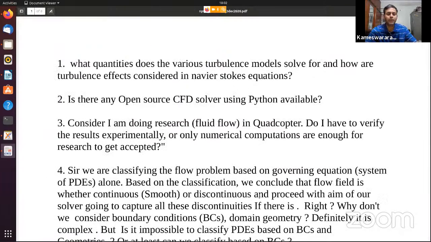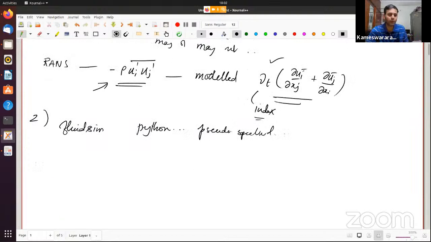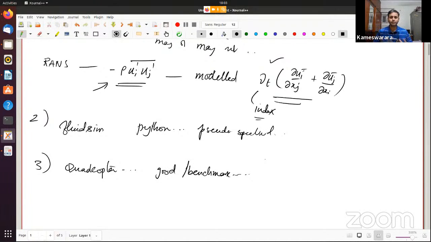The third question is, consider I am doing research in quadcopters. Do I have to verify the results experimentally or numerically for the research to get accepted? Well, if you do research in quadcopters or something like that, essentially, if you have good benchmark numerical simulations, then you can use those results to verify your results. Otherwise, you have to look at some kind of experiments using which you can validate or verify your results.